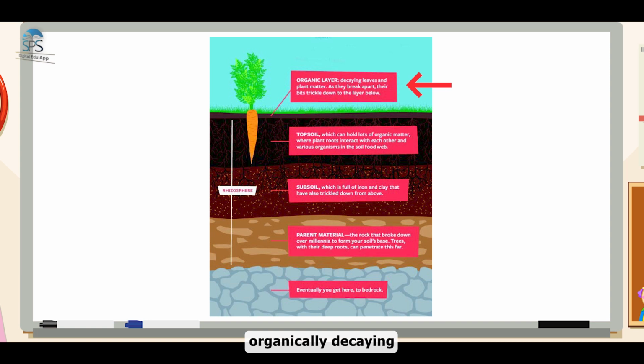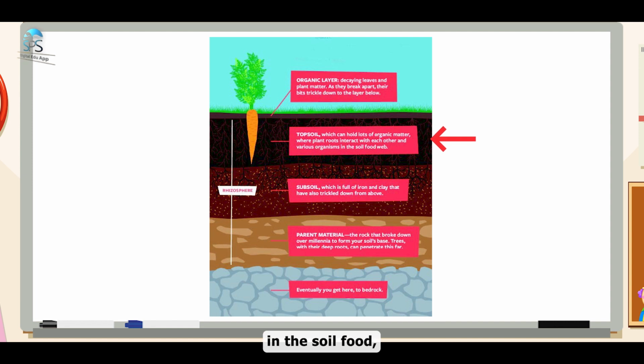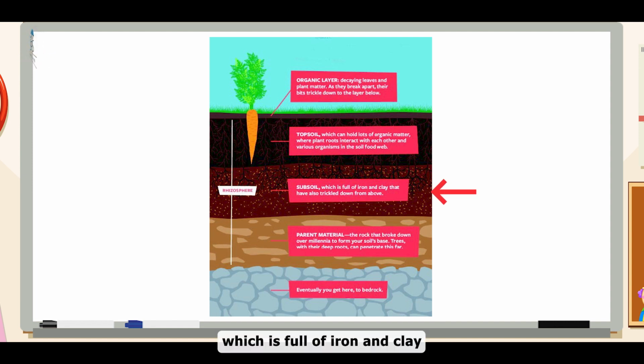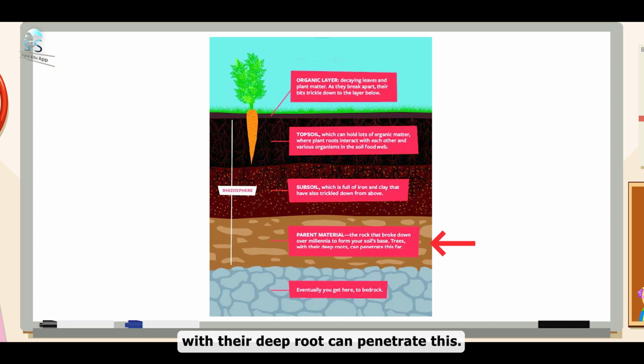Organic layer, decaying leaves and plant matter. As they break apart, their bits trickle down to the layer below. Topsoil, which can hold lots of organic matter, where plants' roots interact with each other and various organisms in the soil food web. Subsoil, which is full of iron and clay that have also trickled down from above. Parent material, the rock that broke down over millennia to form your soil. Trees with their deep roots can penetrate this far. Eventually, you get to bedrock.